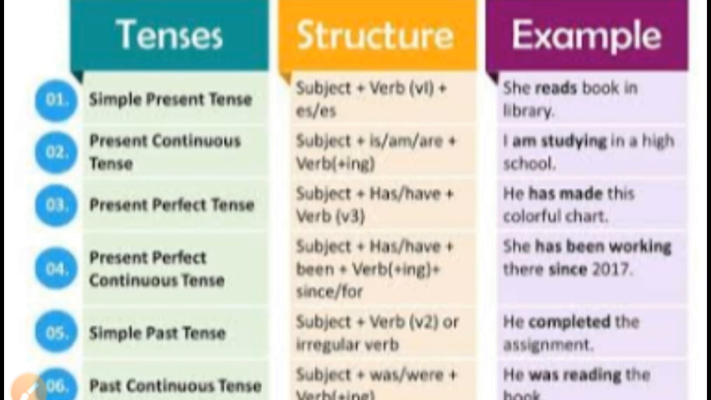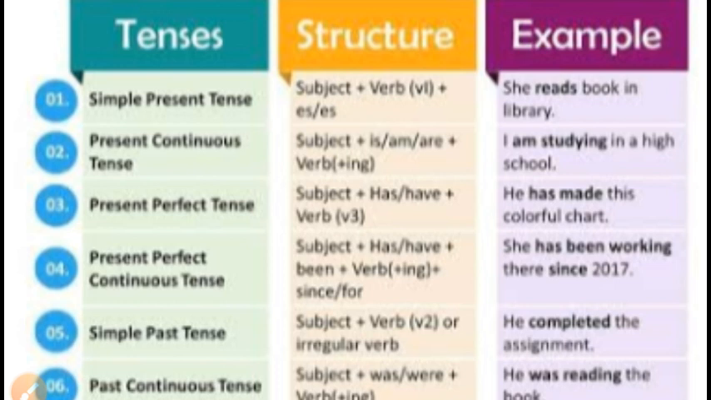Present perfect tense. Subject plus has, have plus third form of the verb. For example, he has made this colorful chart. Present perfect continuous tense. Subject plus has, have plus been plus ing form of the verb plus since or for. Example, she has been working there since 2017.